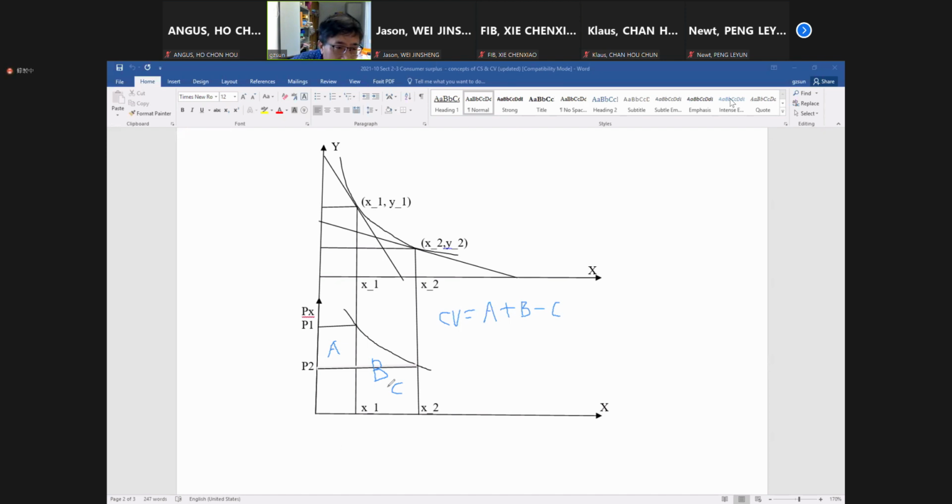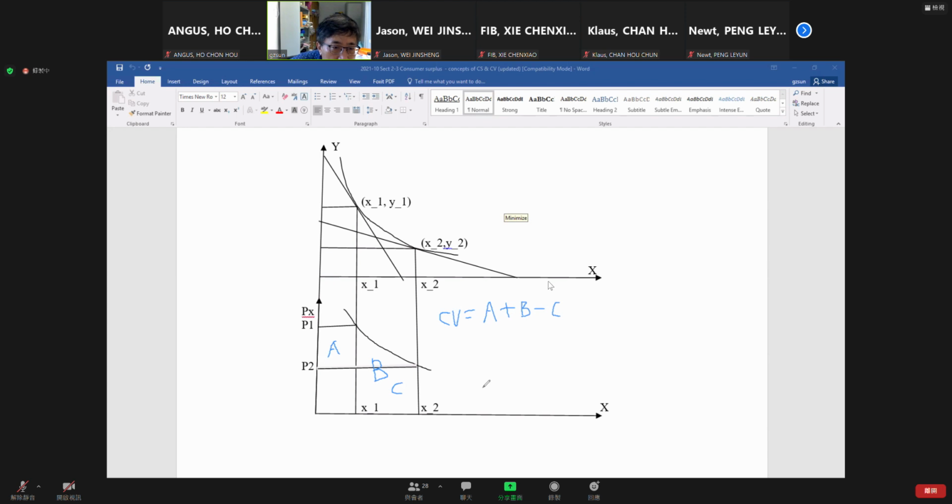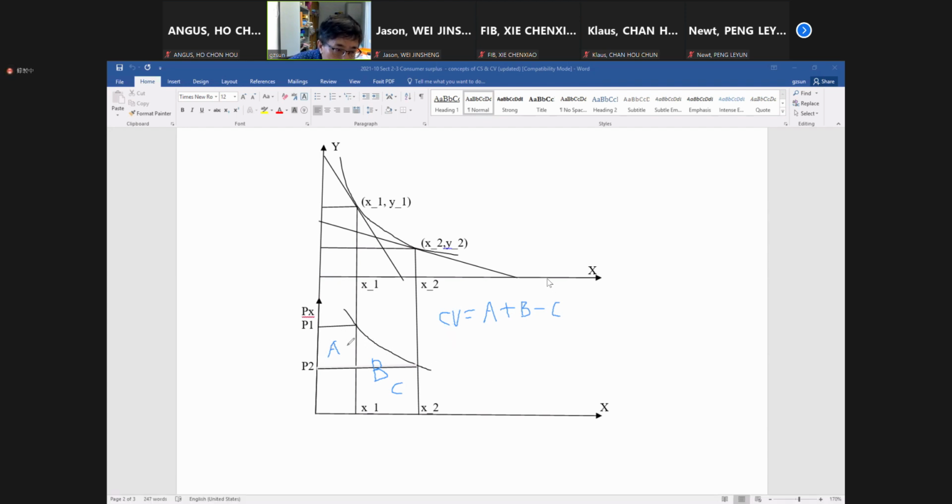Okay, so let's continue our discussion. We need to calculate this square plus this triangle. But here, B covers both the triangle and the bottom part. So we need to do some subtraction and get rid of the C part.